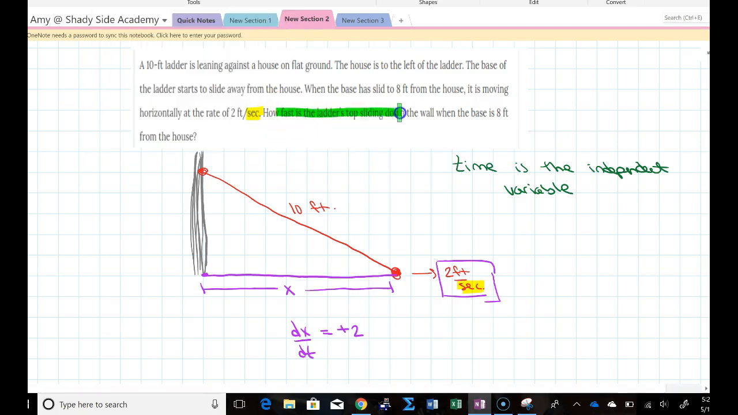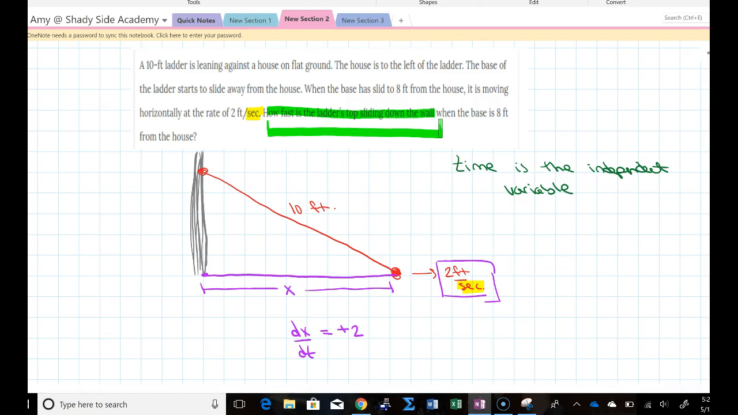How fast is the ladder's top sliding down the wall? Let's just stop right there, okay? How fast is the ladder's top sliding down the wall? I'll finish the sentence in a minute. This is asking, what is the rate of change of something?